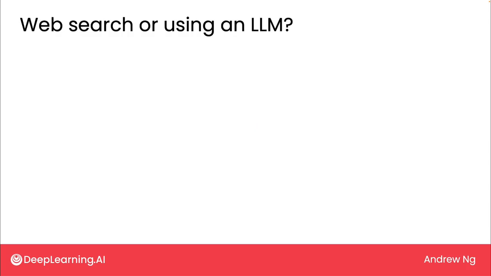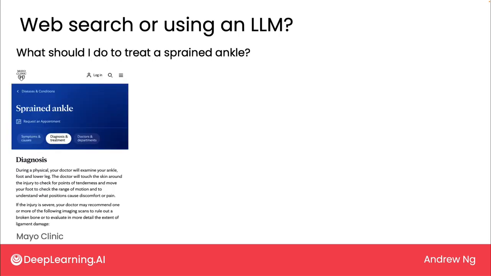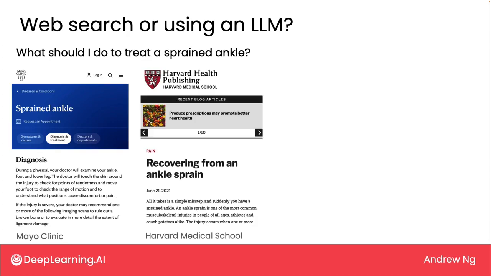Now, there will be times when you're looking for a piece of information and you might be wondering, should I use web search or use an LLM? So if you are playing a sport and unfortunately wound up with a sprained ankle and want to know what to do about it, web search can lead you to pretty authoritative and, I think, trustworthy sources that can give advice on how to approach medical matters. So for example, web pages from the Mayo Clinic or from Harvard Health seem like they would be trustworthy sources for what to do about a sprained ankle.